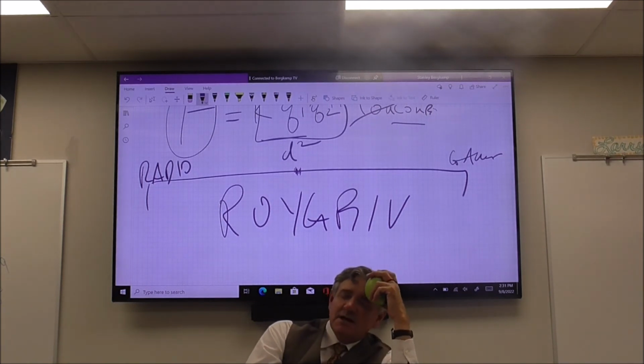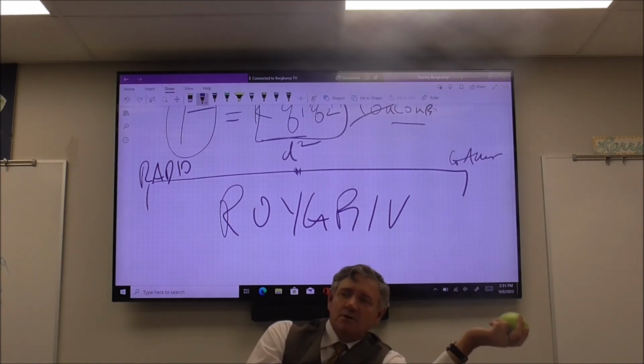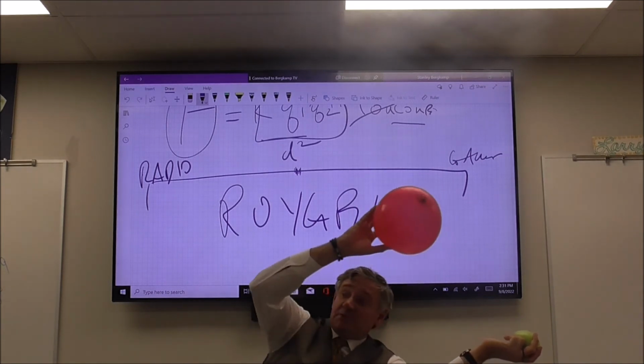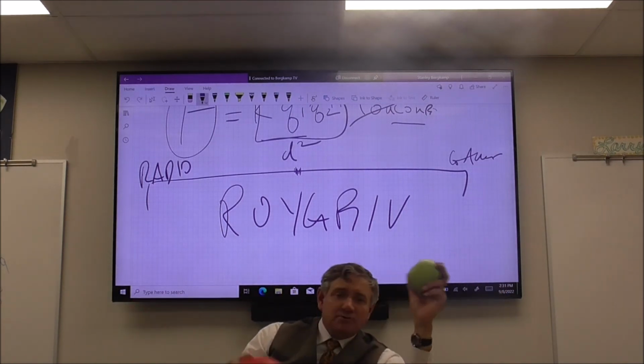Positively charged particles. Because if the universe only was made of negatively charged particles, we wouldn't be here having this discussion. Because look what happened when I tried to bring two negatively charged balloons together. What happened? Oh, outie, right? We would never be here.